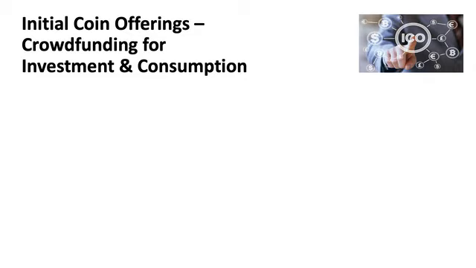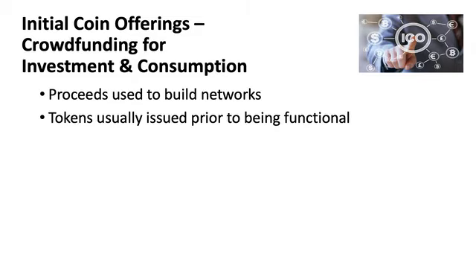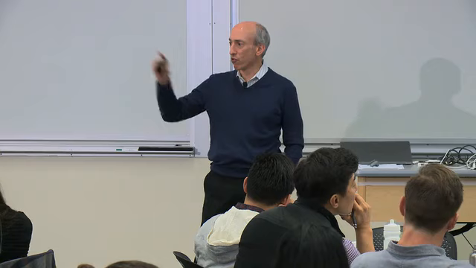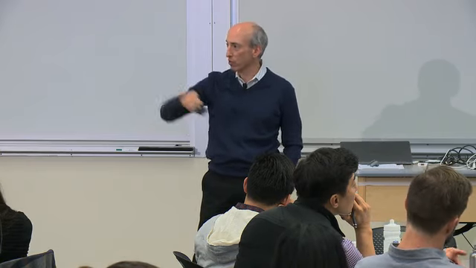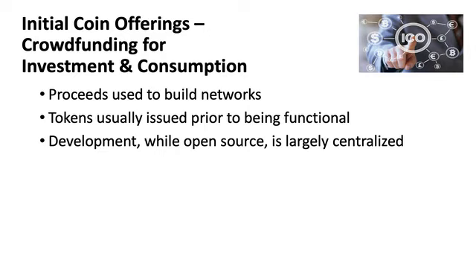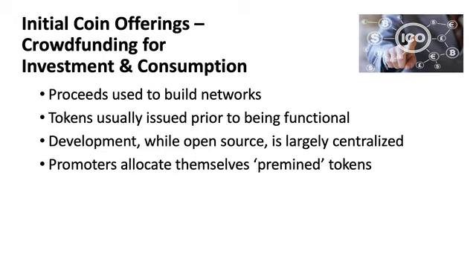But it has led to something called initial coin offerings, which we're going to study a bunch later in the semester. Initial coin offerings raise money to build a network. But the tokens are usually issued before they're usable. And a token is some native currency to be used on a network. The development is open, but highly centralized. The promoters usually give themselves some skin in the game or some vig.